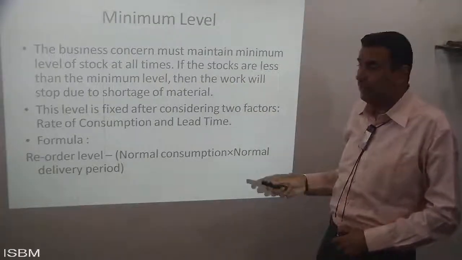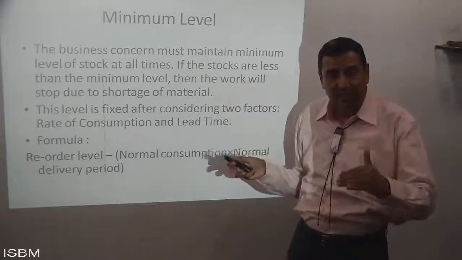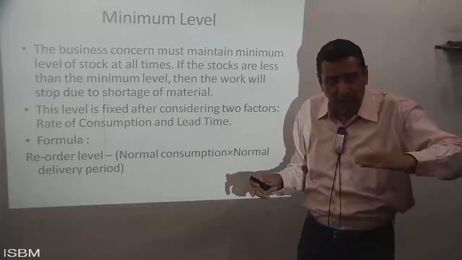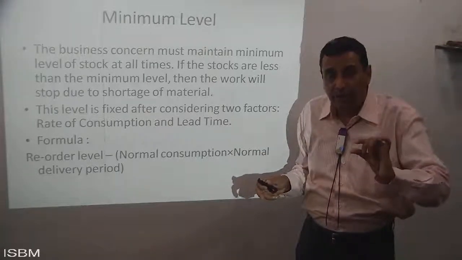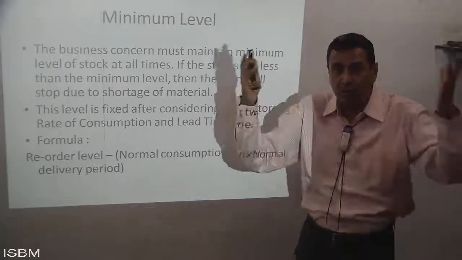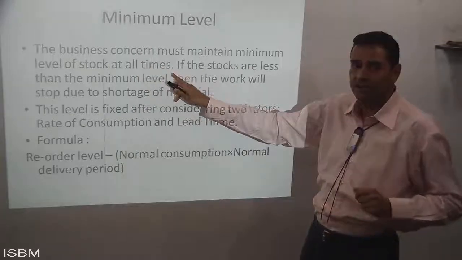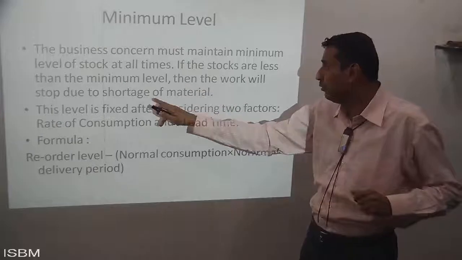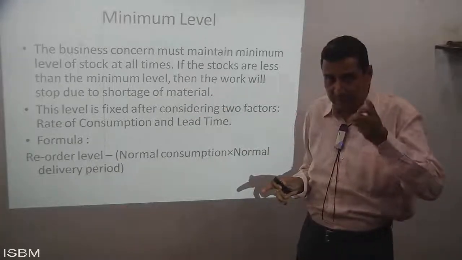Now under the stock level, we are going to discuss various levels of inventory. First, the minimum level. This is the bare minimum level a company should keep so that it does not end up storing a huge quantity. The business concern must maintain a minimum level of stock at all times. If the stocks are less than the minimum level, then the work will stop due to shortage of material. It requires continuous monitoring by the inventory manager.